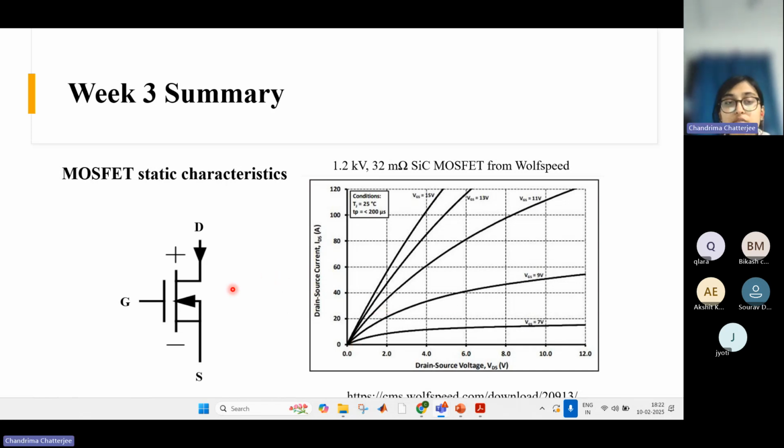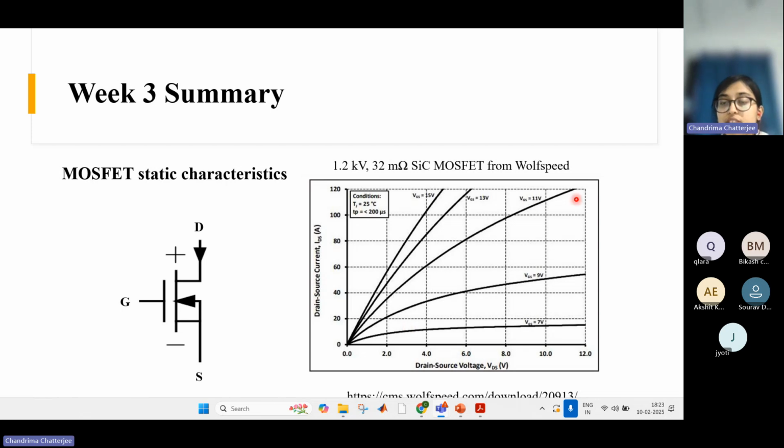So here what I have shown is the static characteristic of a MOSFET. In the last class, we saw the static characteristic of a BJT, where in the x-axis we had the collector emitter voltage VCE, and in the y-axis we had the collector current IC. The static characteristic was IC versus VCE. Similarly, for the MOSFET also, we shall see the static characteristic where in the x-axis we have the drain to source voltage VDS, and in the y-axis we have the drain to source current IDS. Okay.